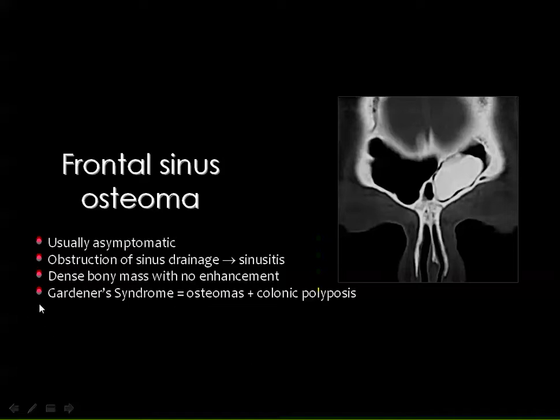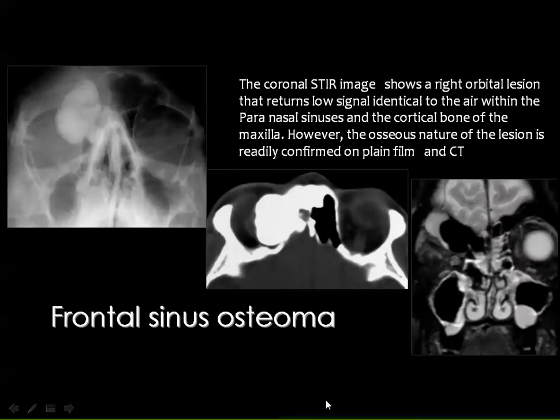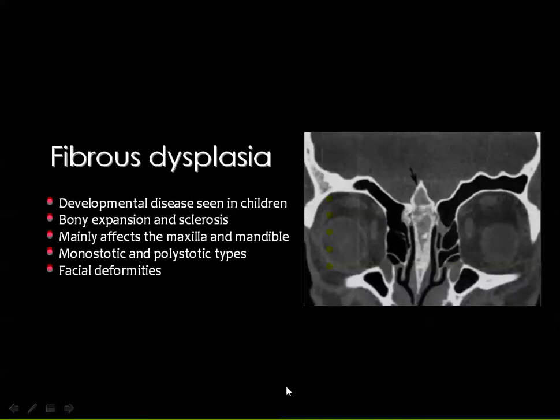And there is Gardner syndrome, which is a famous syndrome mentioned previously in the section on colonic imaging, which includes multiple lesions. Some of them are the osteomas and colonic polyps. And this is a frontal sinus osteoma by X-ray, by CT, and by MRI. And you know that osteoma on MR will show very dark signal in the T1 and T2 weighted images because of the cortical bone containing non-mobile protons.